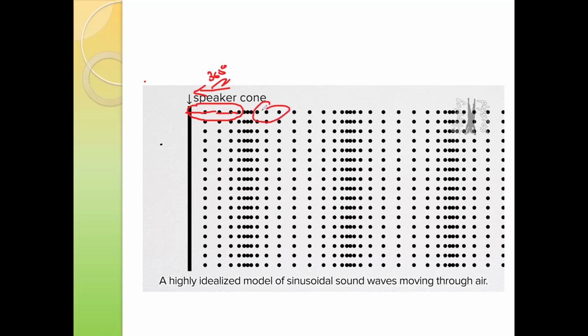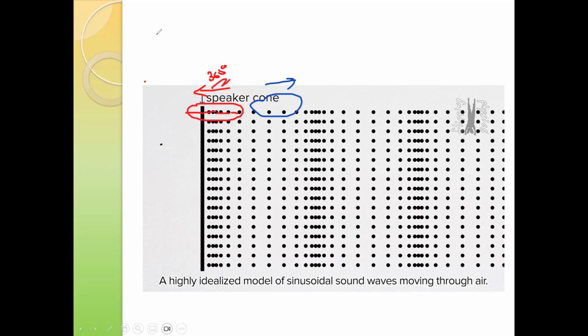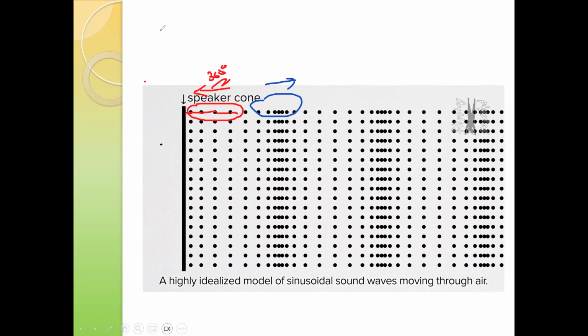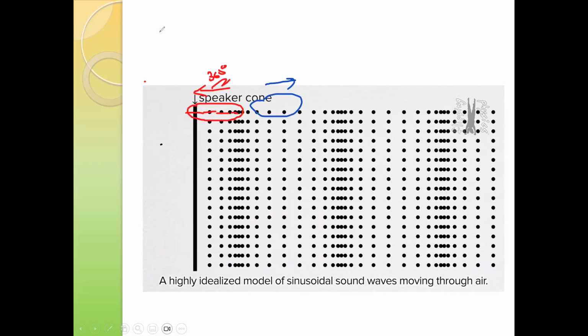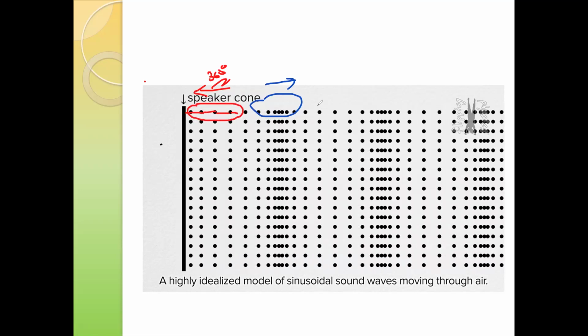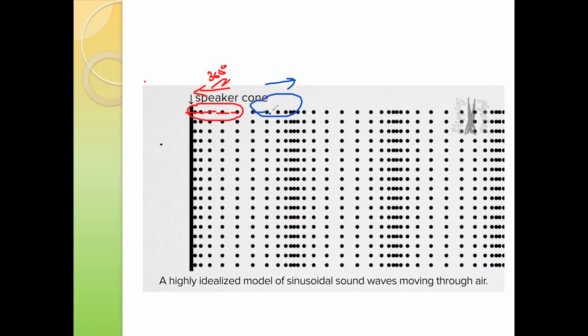And when you focus on another group of particles, they are moving in the opposite direction. So one group is moving left, one group is moving right. If one group moves right, the other group will move left. But the spacing between those particles which are moving in the same direction is not the same.